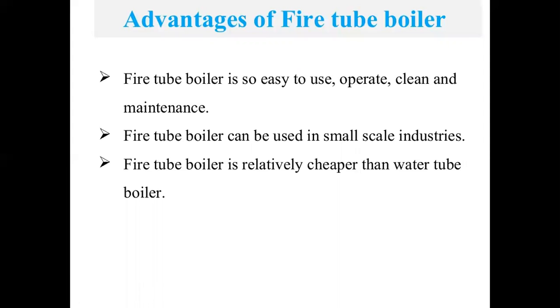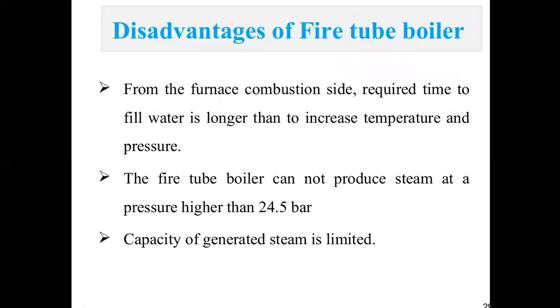Now advantages. These fire tube boilers are mainly used for smaller scale industry, because the operating capacity is less and the steam generation capacity is also less. The disadvantages are that the operating pressure is only up to 25 bar, that means 24.5 bars only. Also, we use a larger quantity of water, so it takes more time to raise the temperature and pressure, and the steam generation capacity is also less. These are the disadvantages.